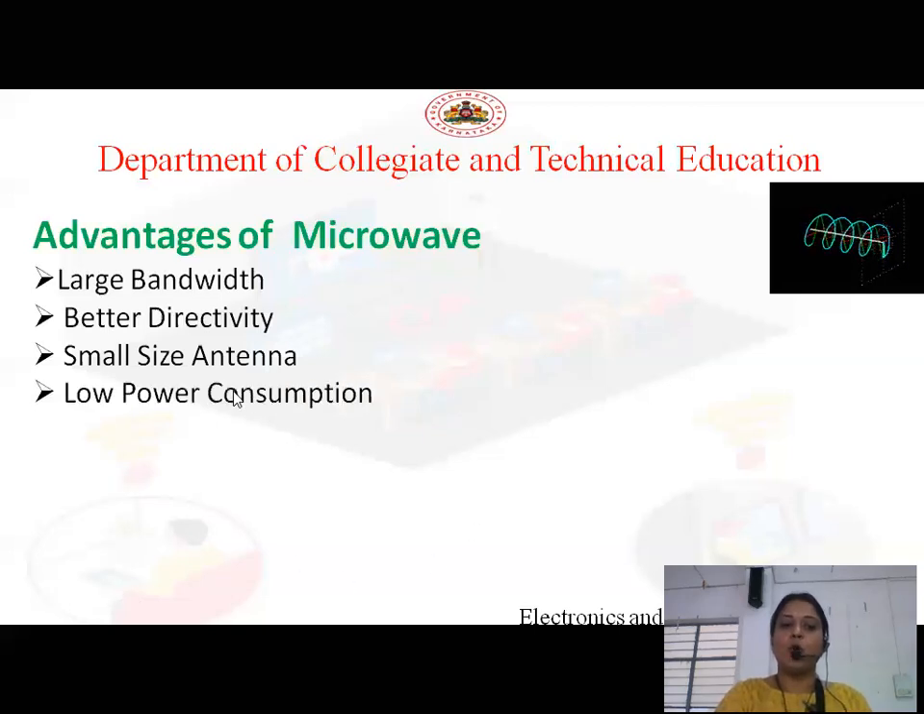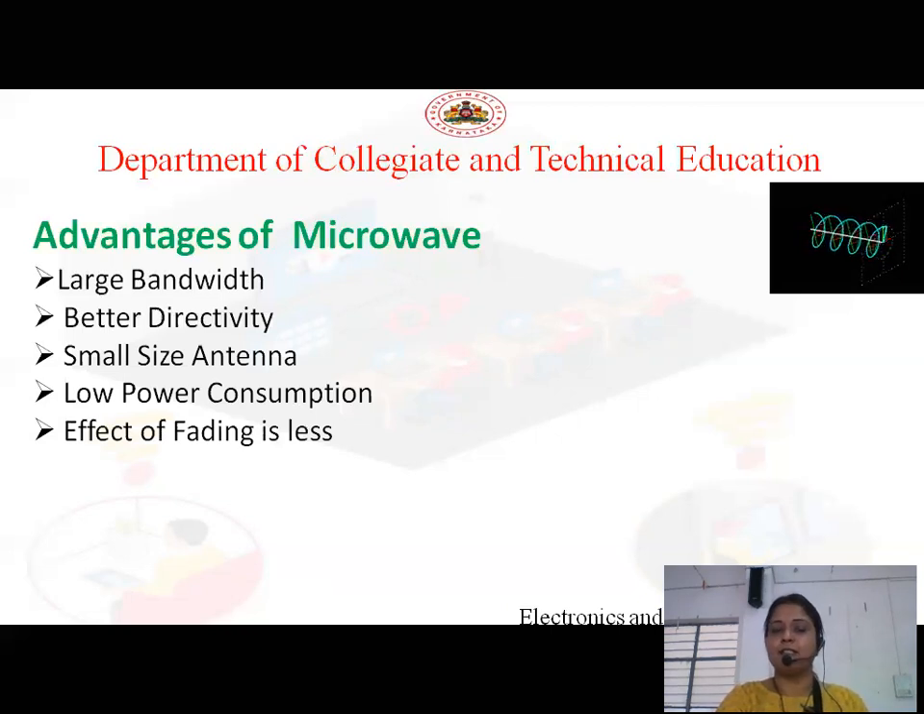Next one is low power consumption. Power consumption is very low in the microwave range. Next, the effect of fading is less, that is, the attenuation is reduced. When we transmit from one point to another, the fading effect is very small in the microwave range.